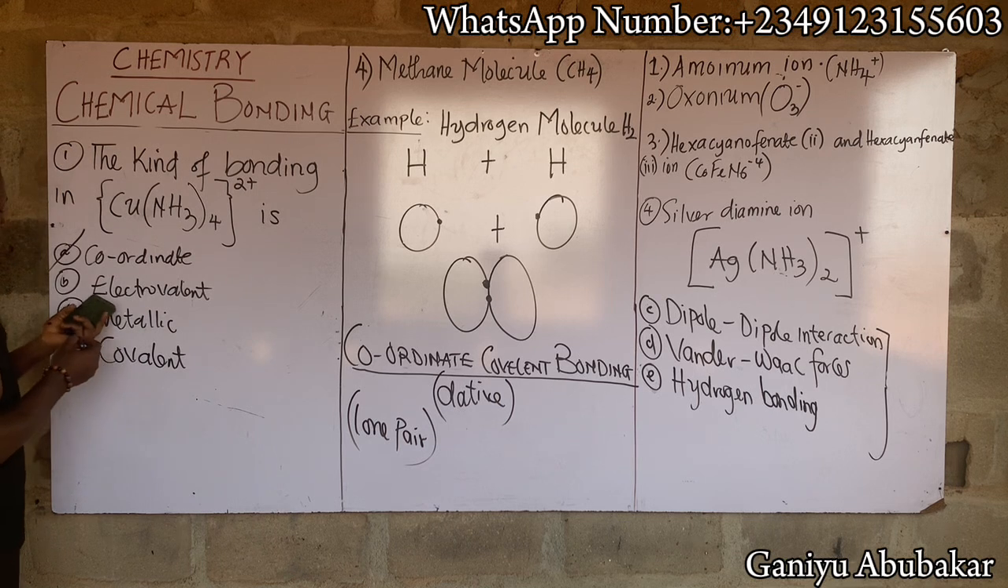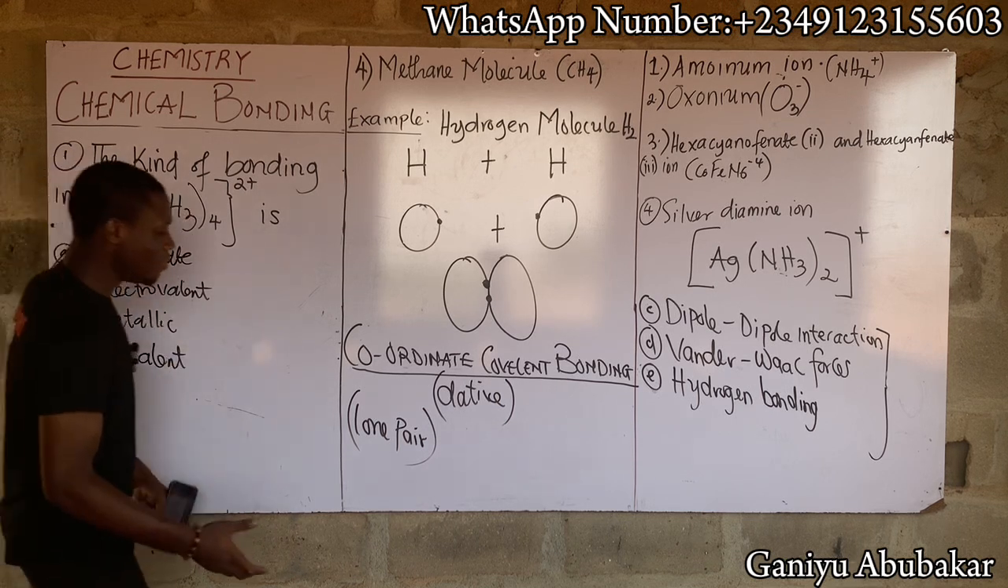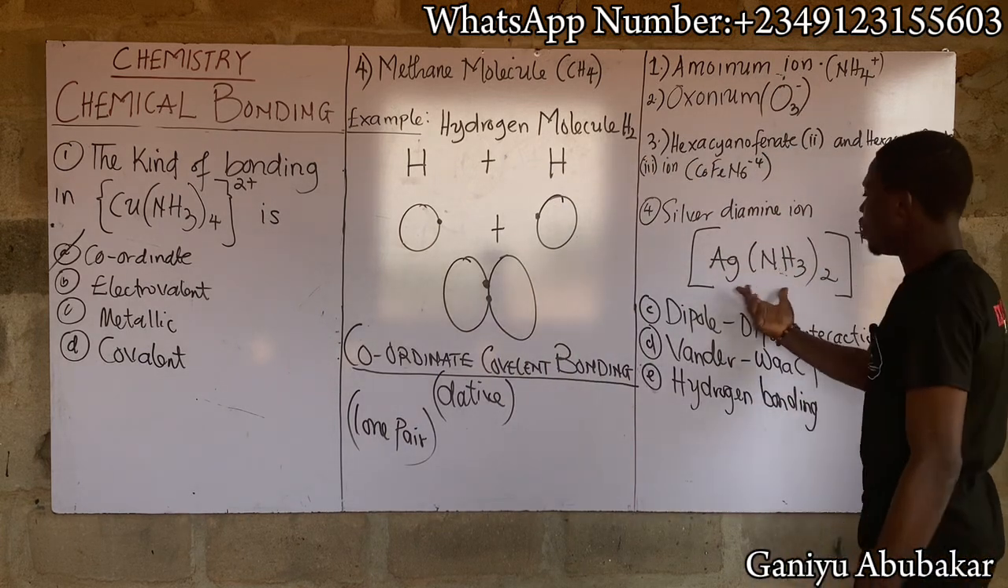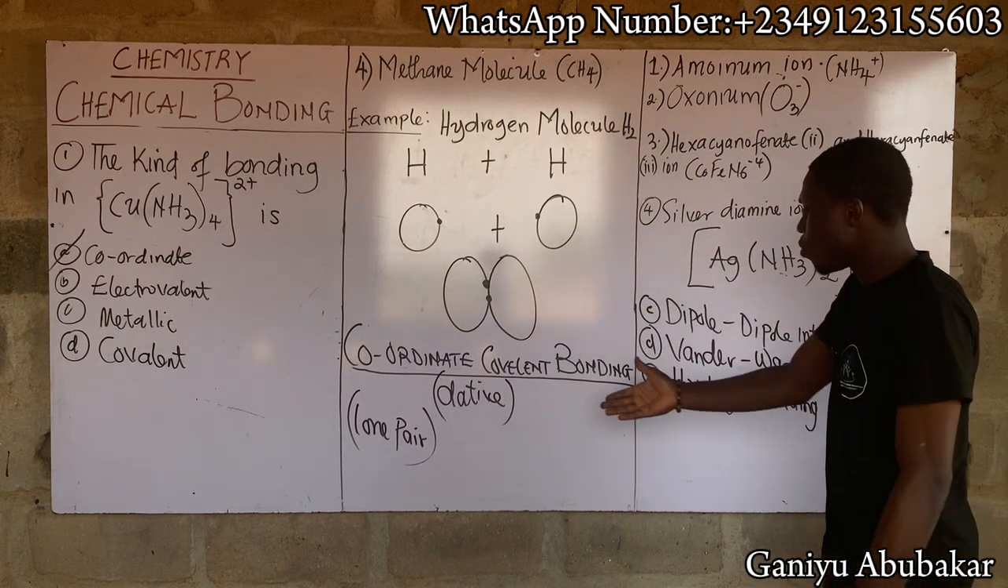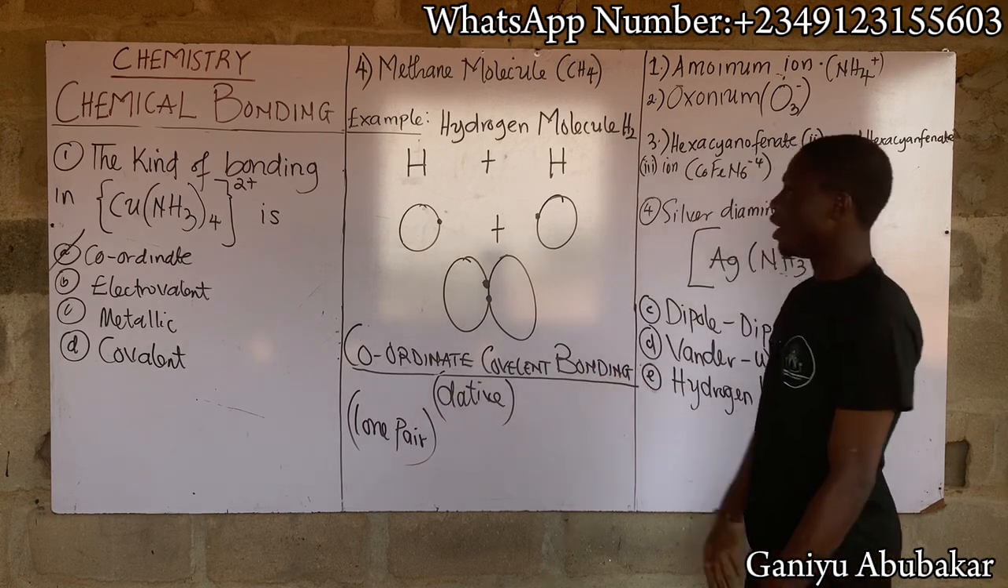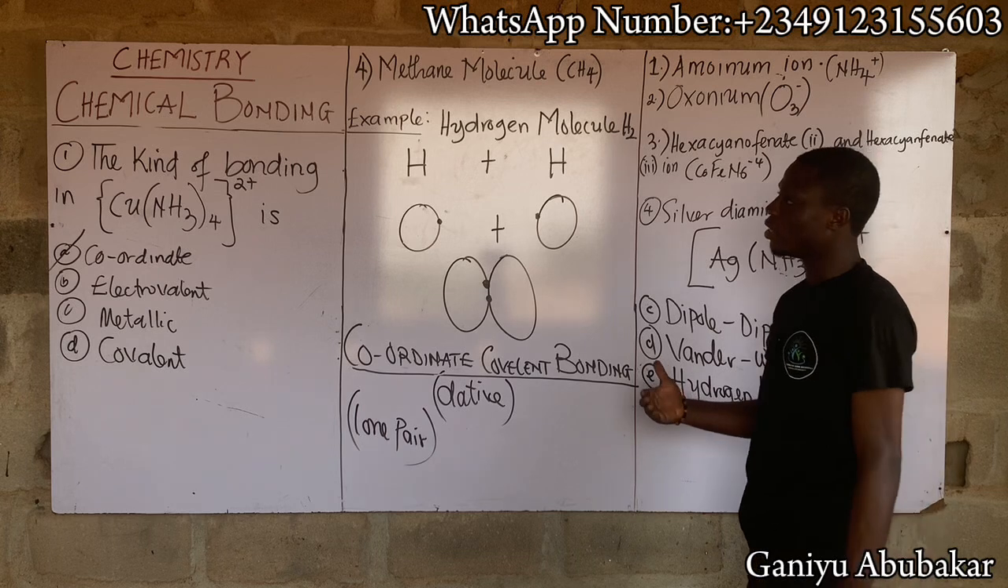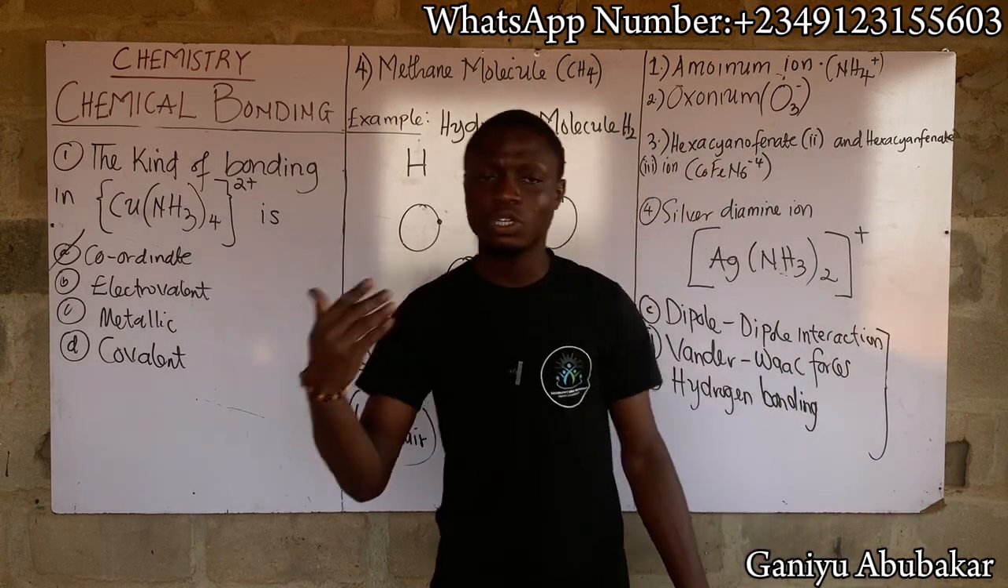Now we said when you have a bigger compound, observe this is a bigger compound here, something of this nature. So it's under what? Coordinate covalent bond. That's my answer to that question. You can go home and try some past questions yourself.